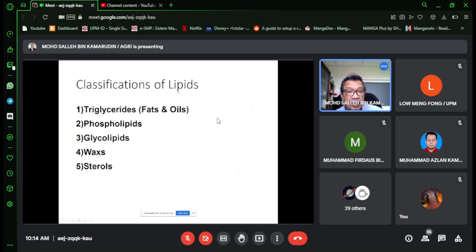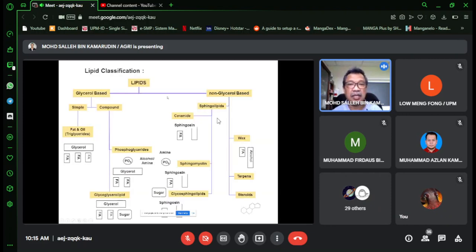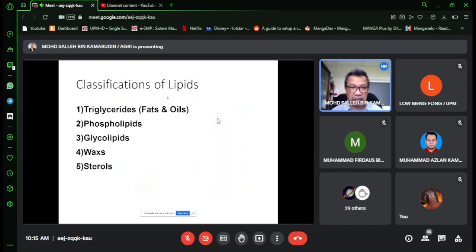Alright. And classification tadi cuma pembahagian, division based on the cholesterol and also the absence of cholesterol. Whereas when we classify the lipid, we classified them into triglycerides, and then phospholipid, glycolipid, wax, dia ada sendiri, and then sterol.